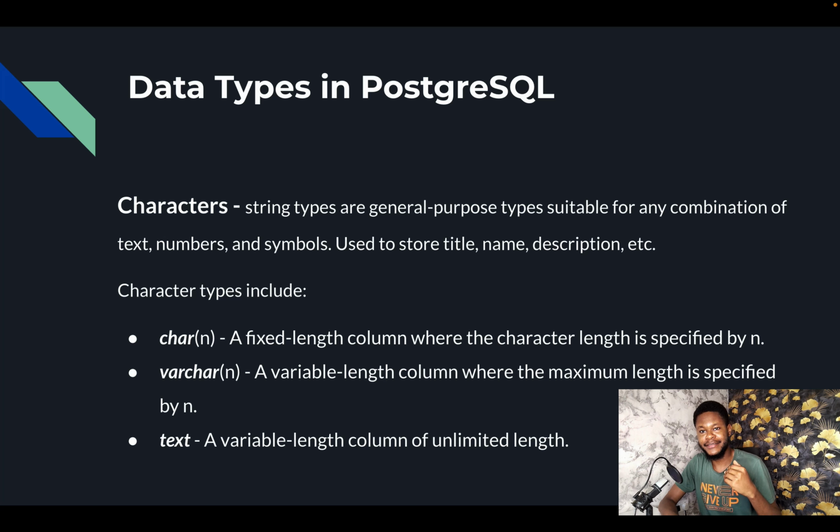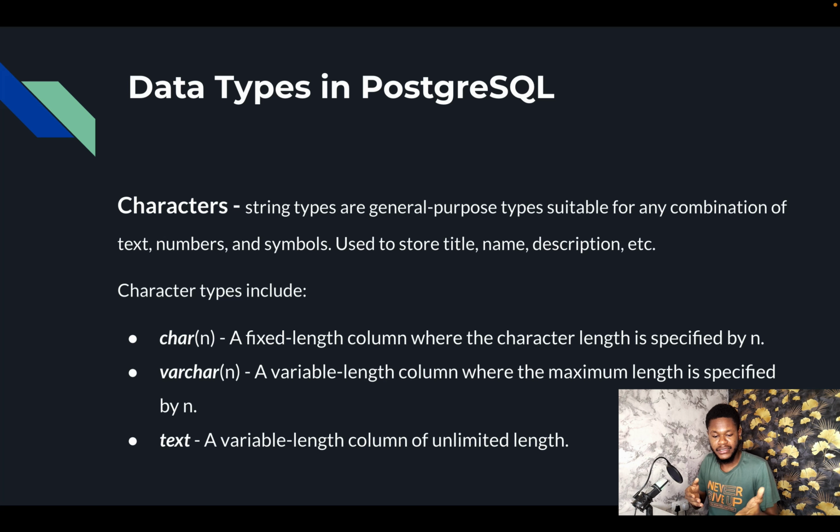So let's look at some data types in Postgres. We're just going to look at a few. One of them is characters. Characters are string types. They are general purpose types suitable for any combination of text, numbers, and symbols. What this means is we can use characters to store things like titles of movies or books, the name of a person, a description, anything that has text or a combination of text and numbers. You can use characters to store them.